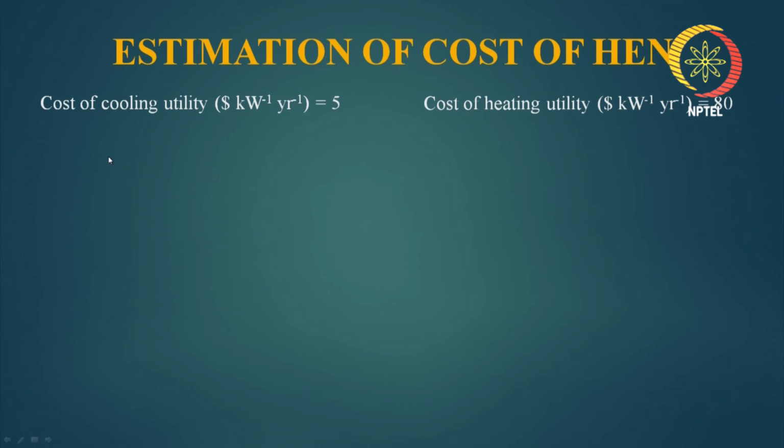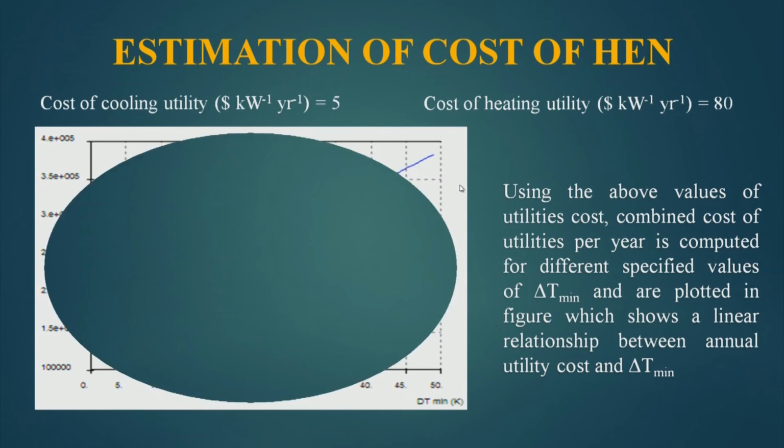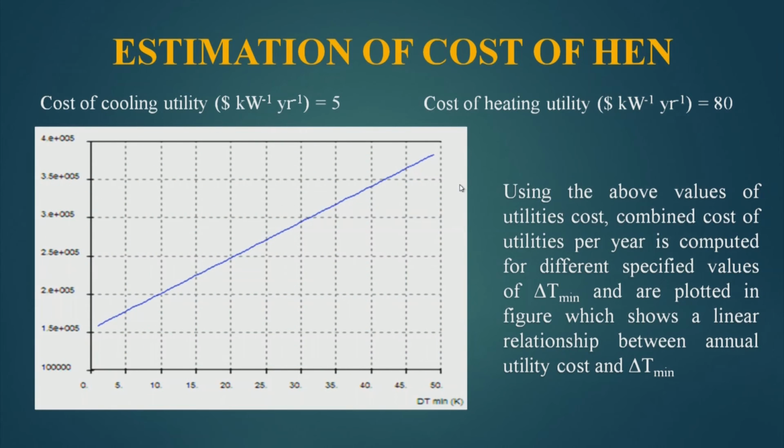Now, we take the cost of cooling utilities as 5 per kilowatt per year, and the cost of heating utility as 80 per kilowatt per year. Using these utility cost values, the combined cost of utilities per year is computed for different specified values of delta T minimum and plotted in the figure, which shows a linear relationship between annual utility cost and delta T minimum.